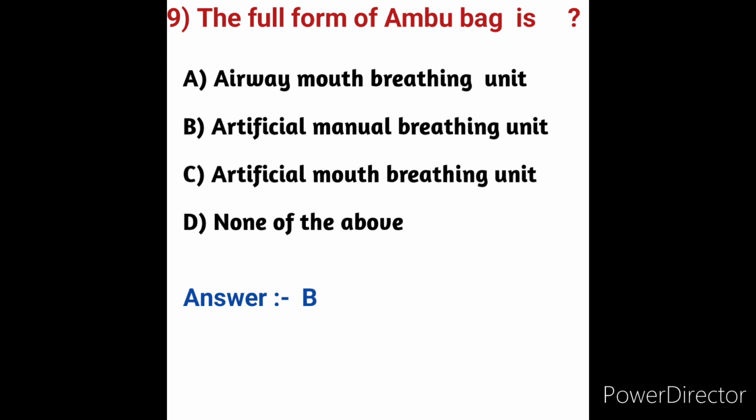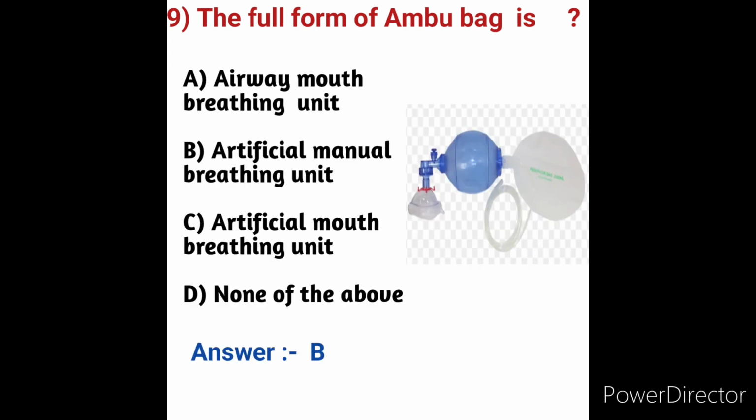Here the Ambu bag is a handheld tool that is used to deliver positive pressure ventilation, PPV, for any subject with insufficient breath. If one person is suffering, we can provide PPV, positive pressure ventilation, through the artificial manual breathing unit. So Ambu bag means artificial manual breathing unit. Option B is the correct answer.